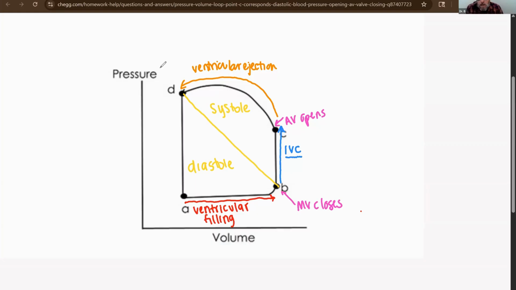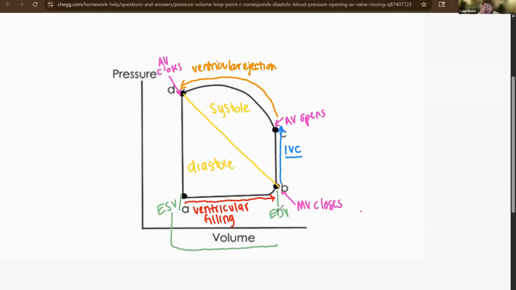And point D is referred to, as we said before, as end systolic volume. It is the volume in the heart at the end of systole, right? And that AV valve is closing, right? Remember, AV valves are the valves between the atria and the ventricles. This one is a mitral or bicuspid valve between the left atrium and the left ventricle. That AV valve is going to close. Caleb, why did that AV valve close?